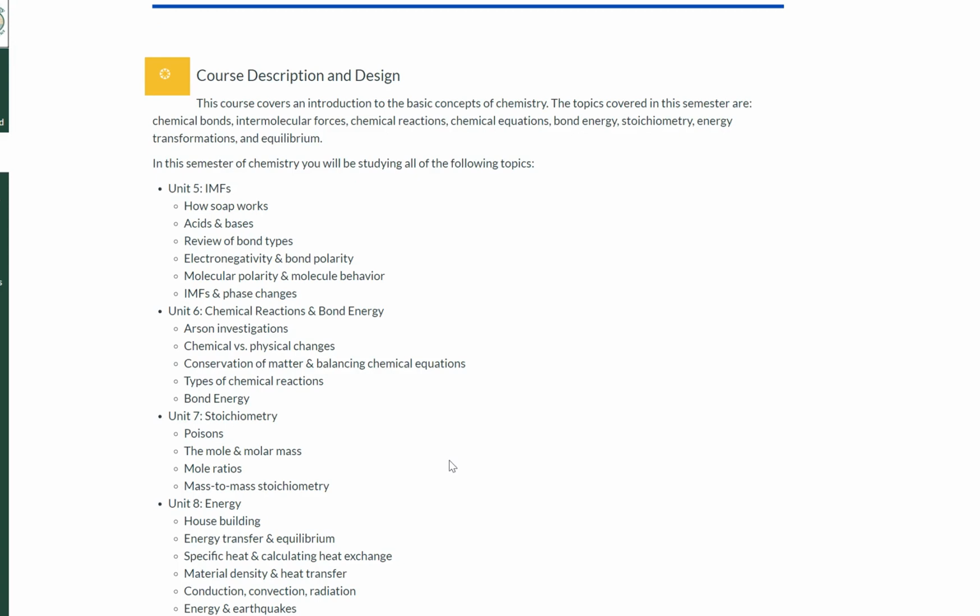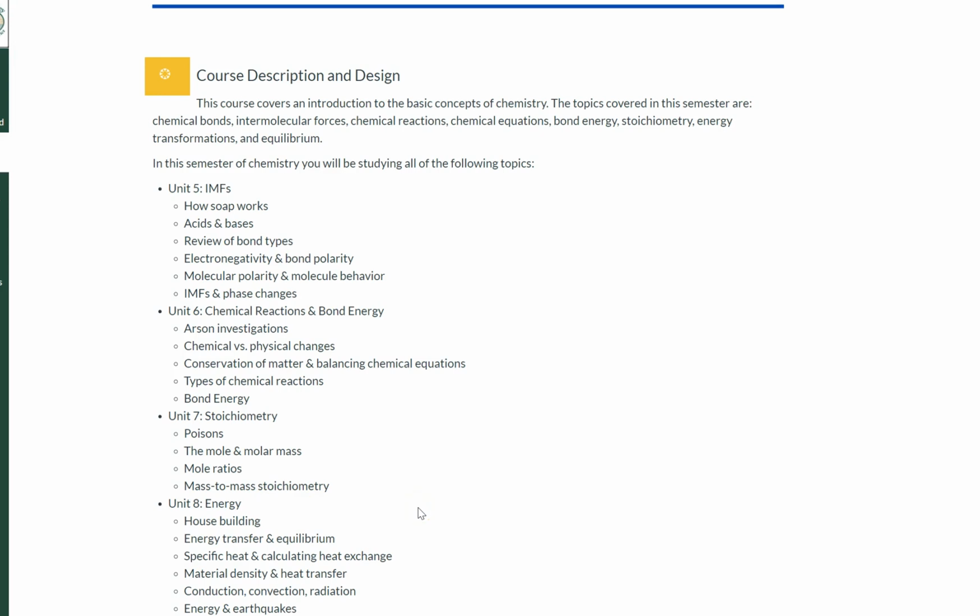So this semester is going to focus on the 4 units that we did last spring. So intermolecular forces, unit 6 is chemical reactions and bond energy. Then we have unit 7, which is stoichiometry, and unit 8, which is energy.